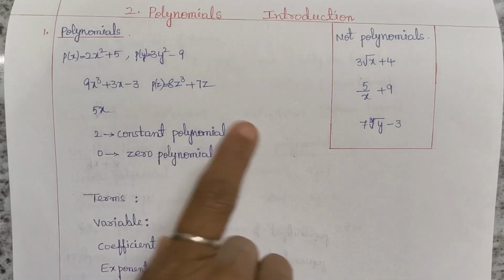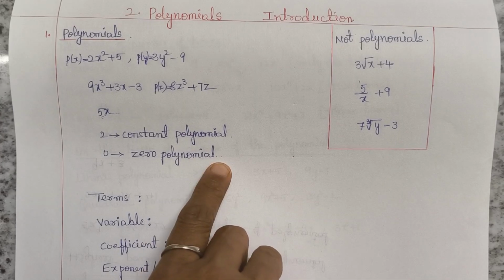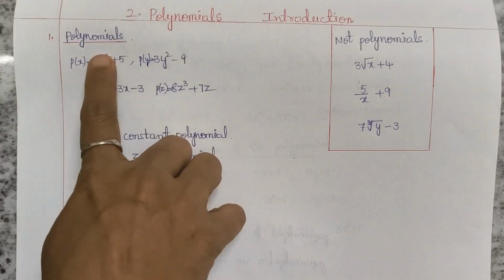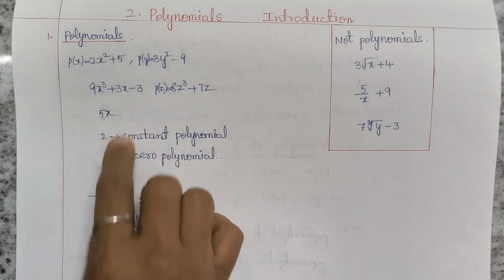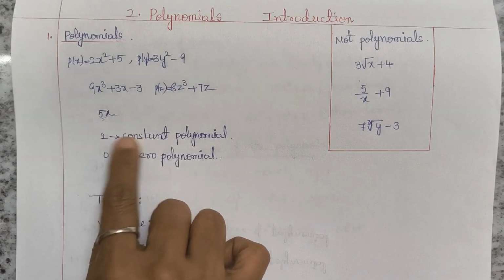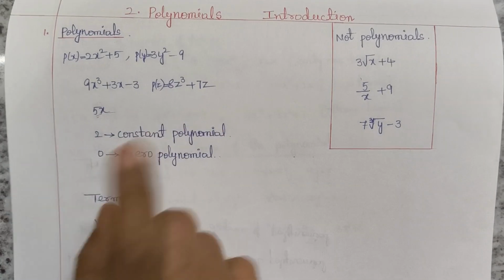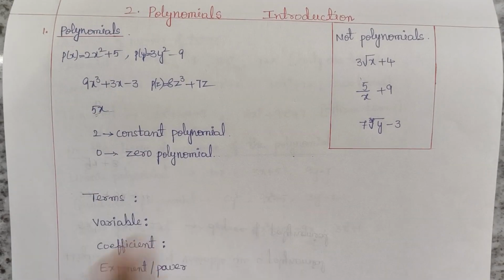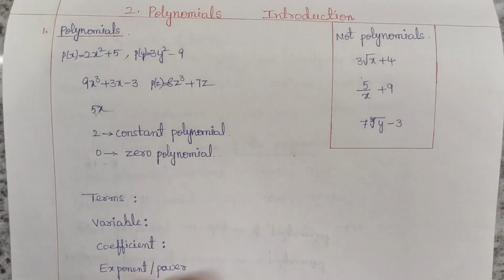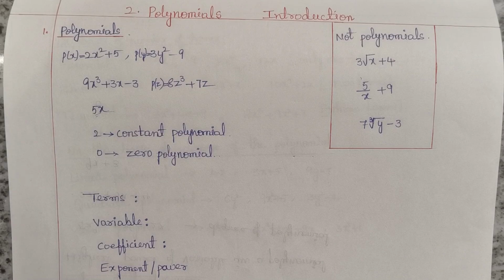Here 0 is also a polynomial. This is called the zero polynomial. This is also a polynomial. One term is there, also it is a polynomial. Only a number, any number like 5, is there. That is also a polynomial, but its name is constant polynomial. 0 is also a polynomial. That polynomial is called the zero polynomial.